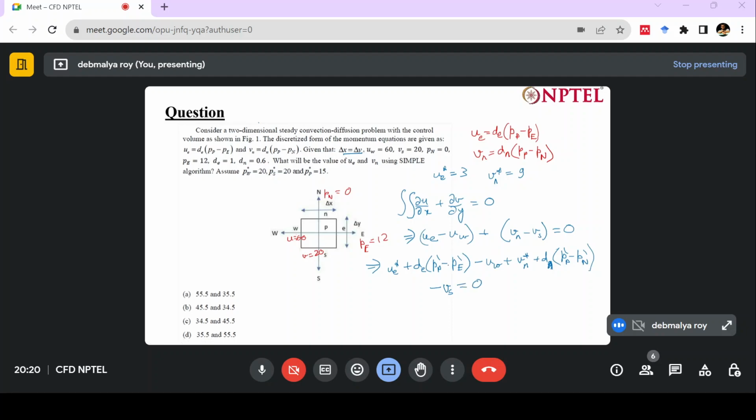So here PE is given, so PE dash will be 0, and PN is given, so PN dash will be 0. The rest of the values are already known to us except the pressure corrections.